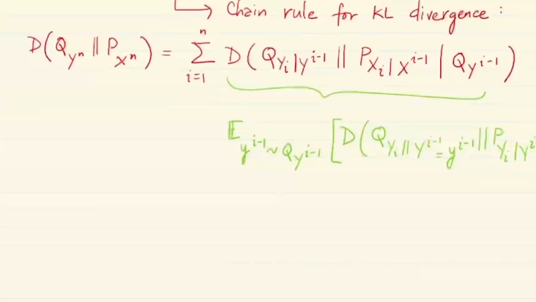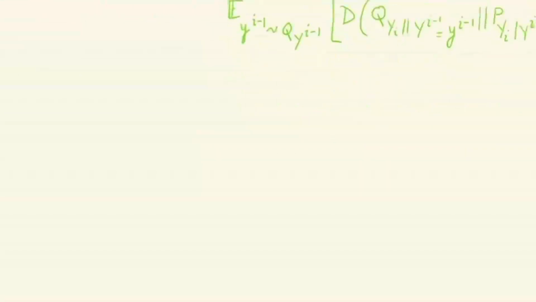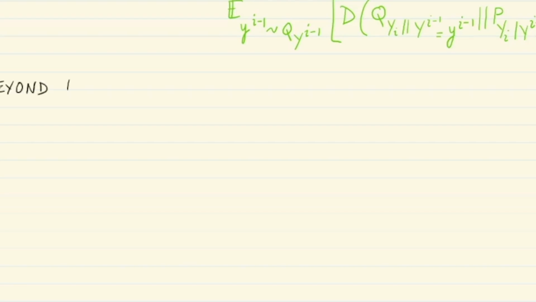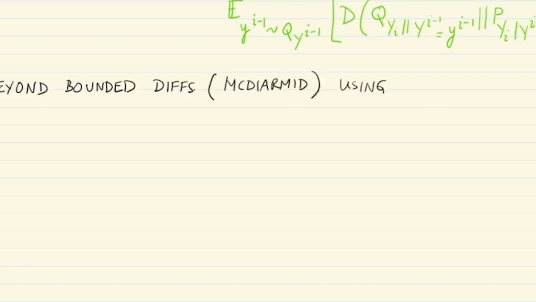Now let's try to move beyond this and try to see how much flexibility the transportation method allows us to deal with functions that are not strictly having bounded difference properties. So let's call this beyond bounded differences, which in other words is also McDiarmid's inequality using ideas from transportation.